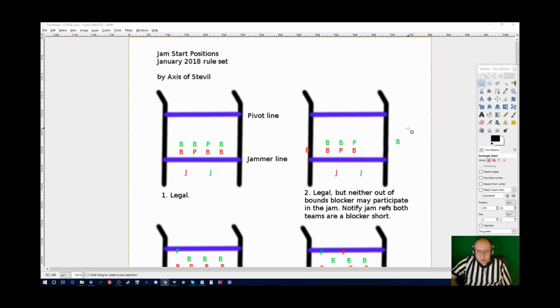Number two, legal. There's no penalty here, but neither of the out-of-bounds blockers, that's both the green one off to the side as well as the red one who's also touching the track there, since they're touching out of bounds, even on the inside, are allowed to participate in the jam. Neither of the out-of-bounds blockers may participate in the jam. Notify the jammer refs that both teams are a blocker short.